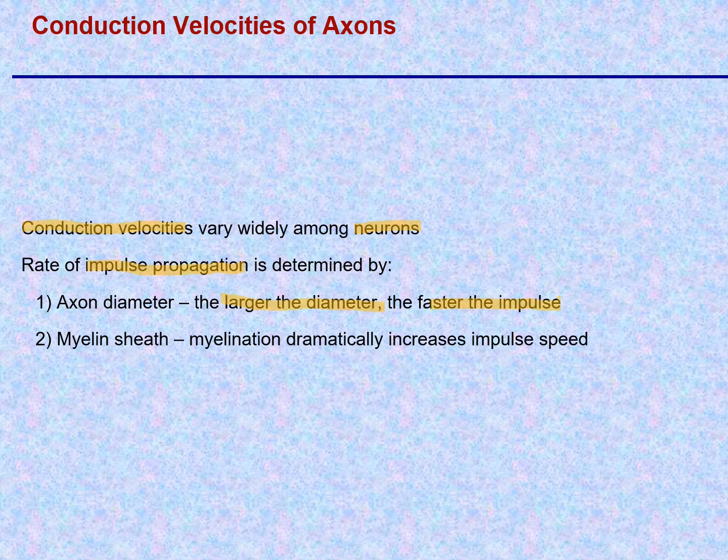The other key determining factor is what's called a myelin sheath. Myelin is a lipid-based molecule, and I'll show you the diagram again that shows the structure of the myelin sheath around the axon. The presence of a myelin sheath, also called myelination of the axons, will dramatically increase the speed, or conduction velocity, of the impulse going down the axon.